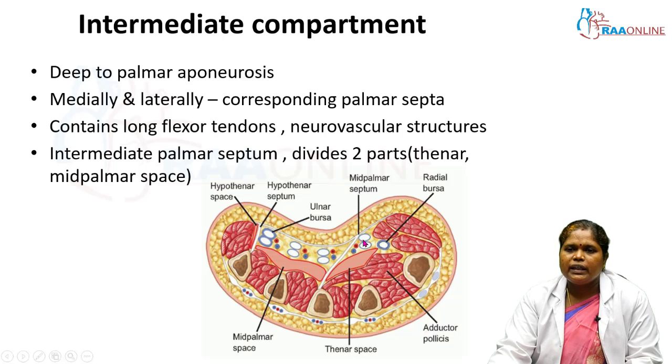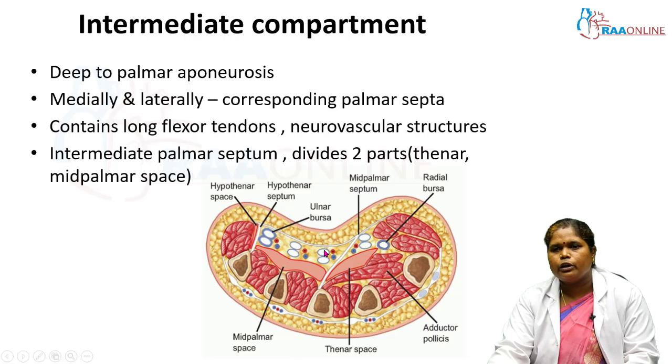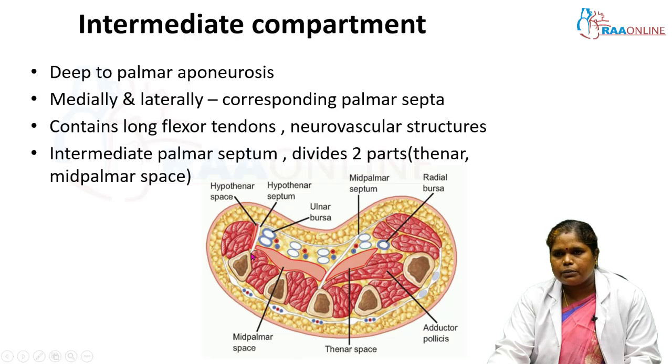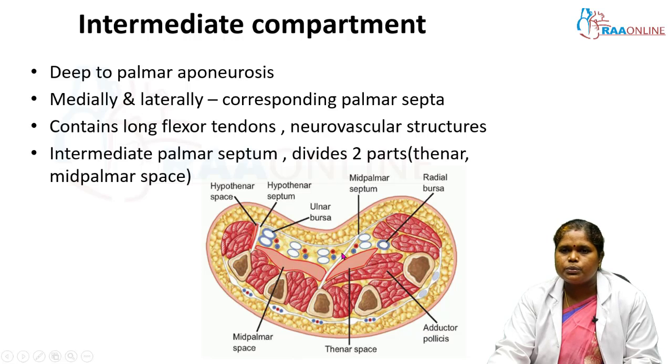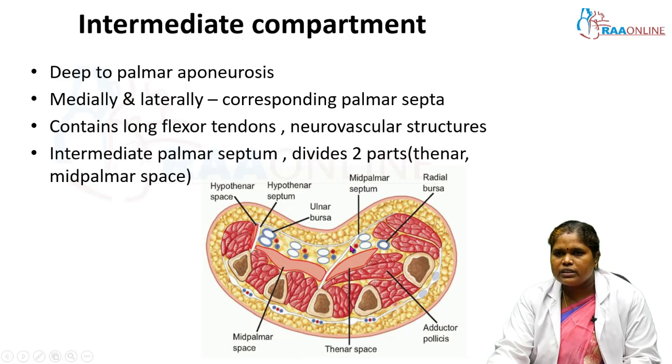Now coming to the intermediate compartment. By now you all know what the intermediate compartment is. The intermediate compartment is between the hypothenar septum and the thenar septum. Between these two septa, this compartment is known as the intermediate compartment. We know it contains the long flexor tendons and the neurovascular structures. Here this intermediate compartment is further going to be divided into two spaces. See here, you can see an obliquely running septum. So this is a third septum.